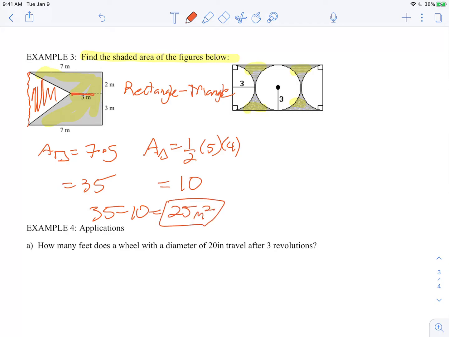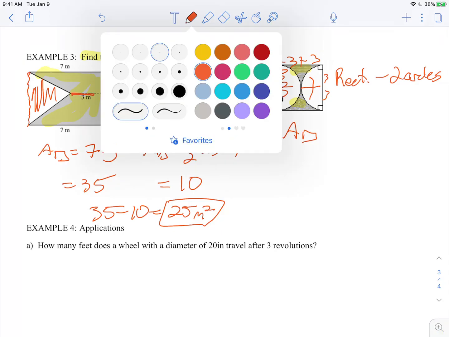Okay, over here, a couple ways of thinking about it. You could do the same thing, the rectangle minus 2 circles, because you have one whole circle here, and then you have 2 halves, which makes it another whole. So the rectangle, if you look at it, this is 3, this is 3, this is 3, this is 3. So the width of the rectangle is 3 plus 3 plus 3 plus 3, and the height of the rectangle is 3 plus 3. So the area of the rectangle, go to a different color here.